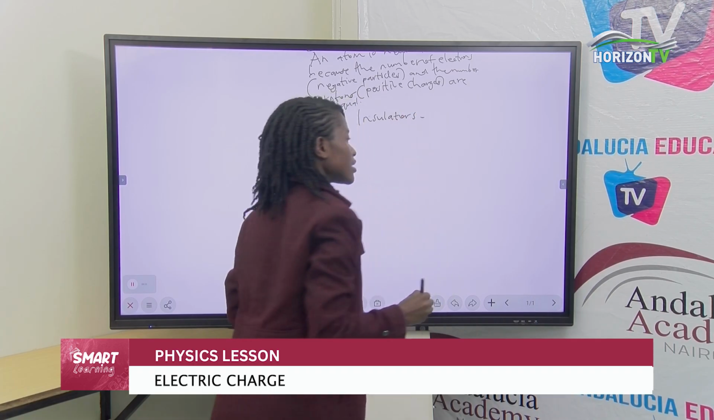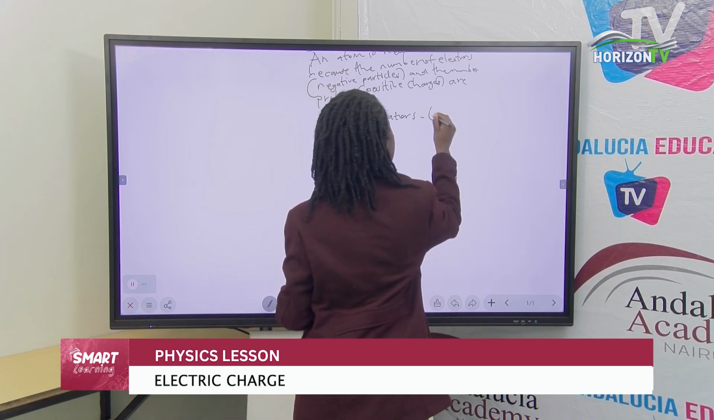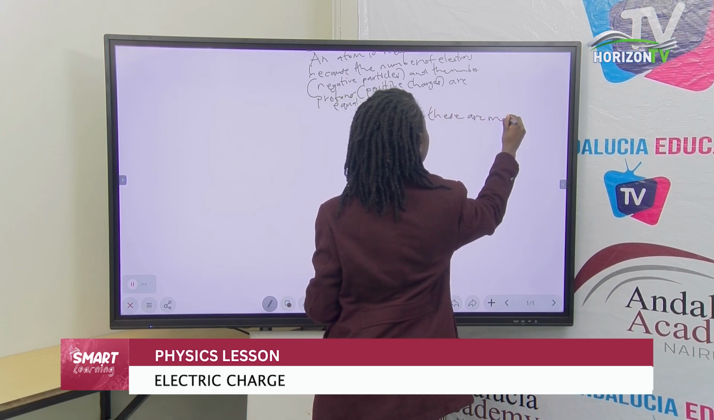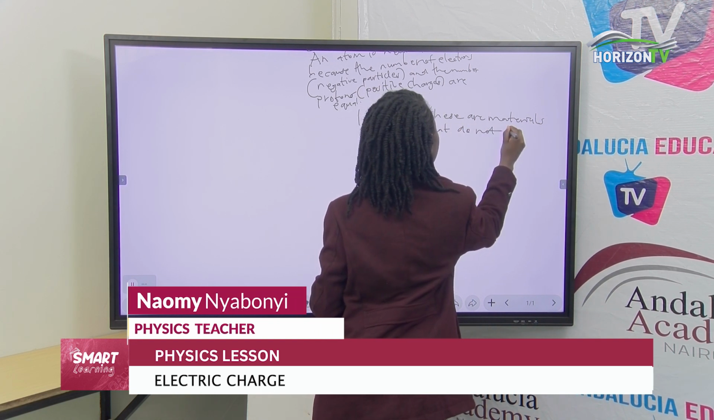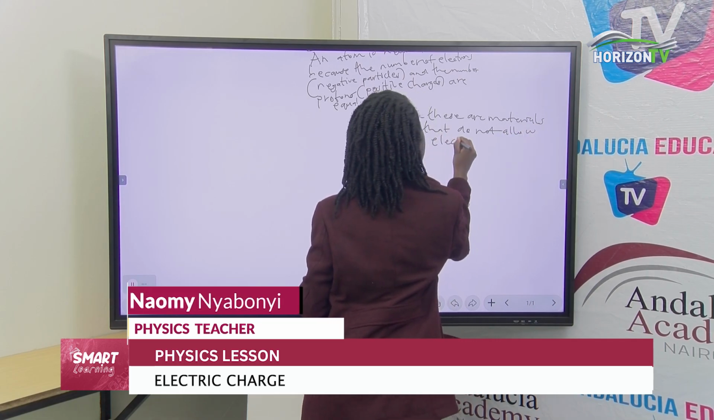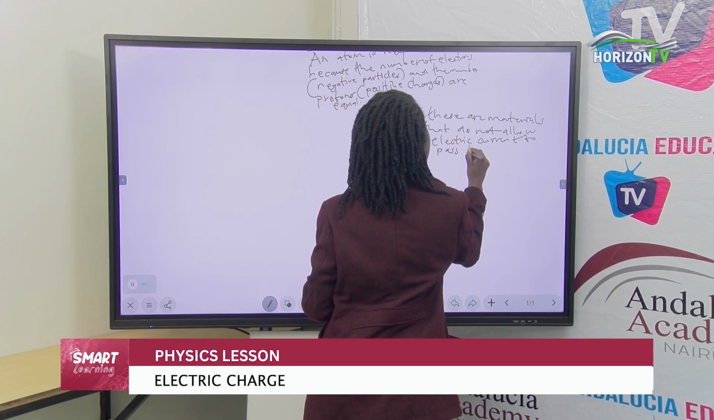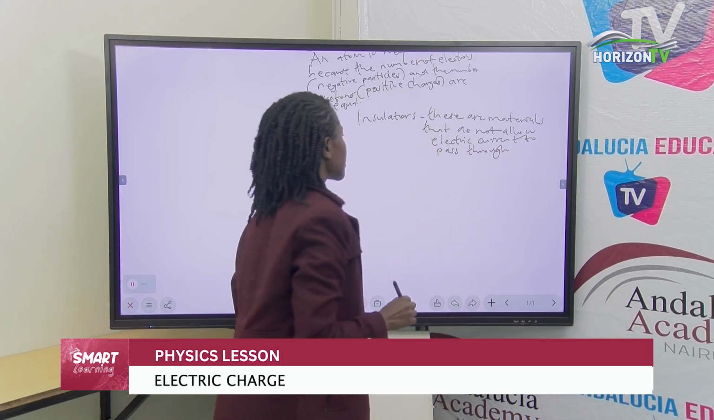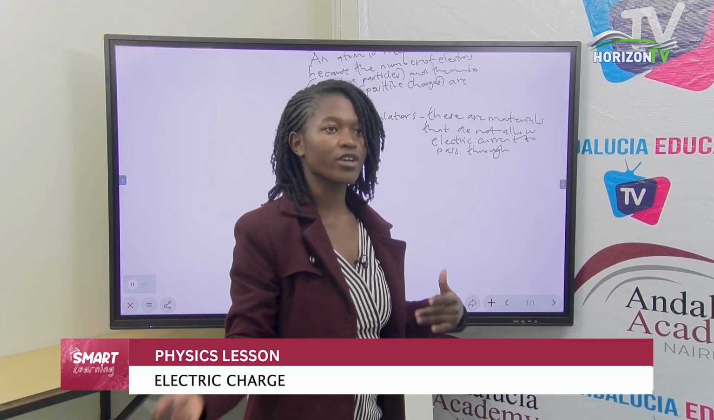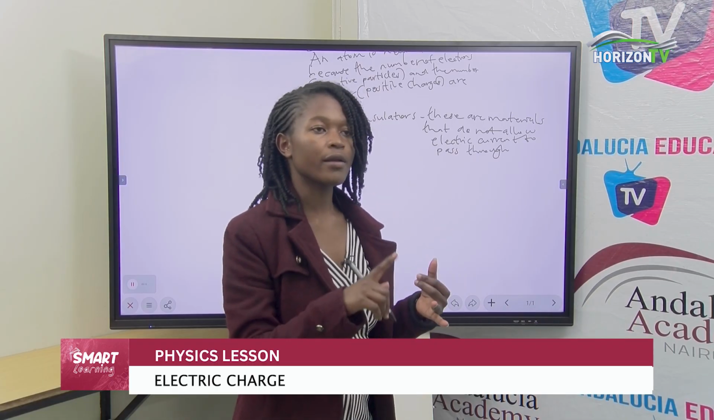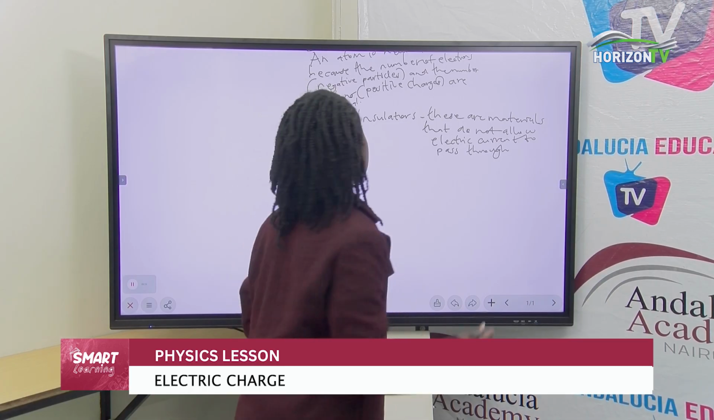When we talk about insulators, we mean materials that do not allow electric current to pass through them. It's not only electric current. You can be asked to describe what insulators are in terms of heat. Insulators neither allow electricity to pass through them nor heat. So, examples of insulators.